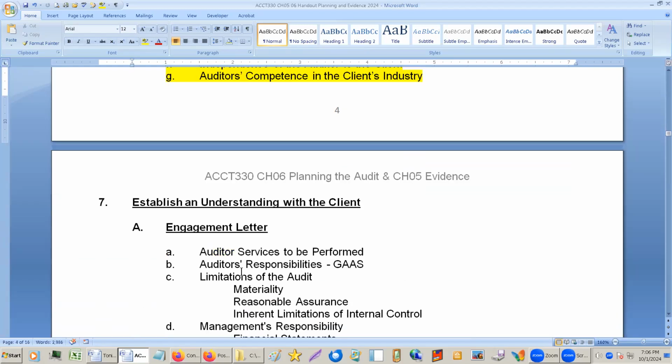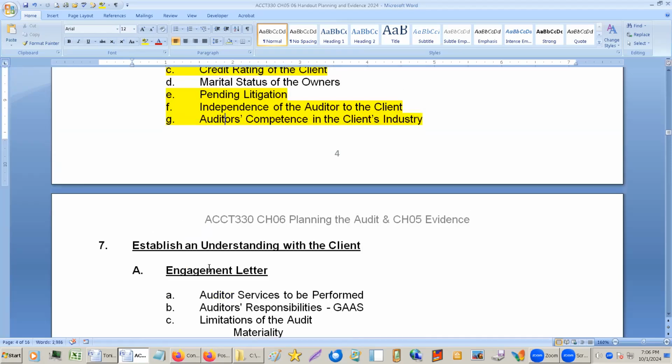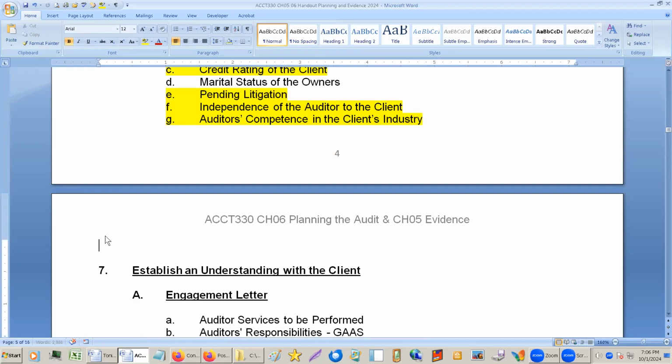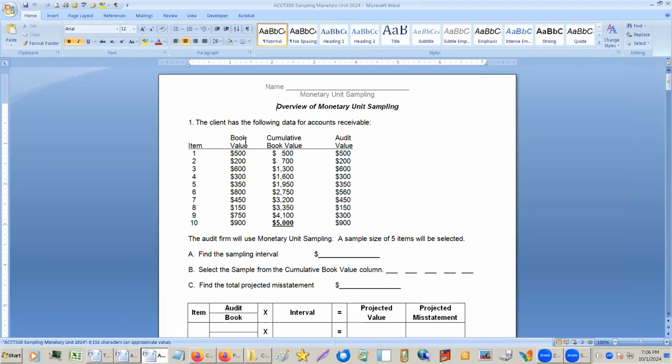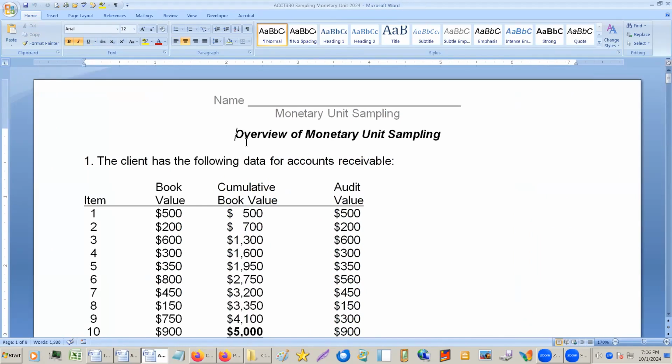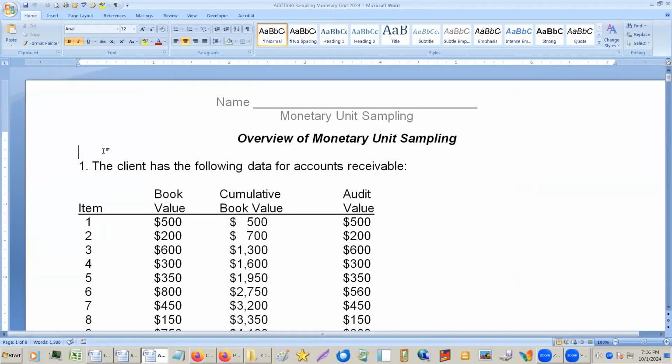Okay. What time is it? Oh man, I'm going to stop here. Let's stop here. And I do want to get into monetary unit sampling. Okay, so monetary unit sampling, we'll do this next. Let's be back at what time? 7:06. Let's be back at 7:16.